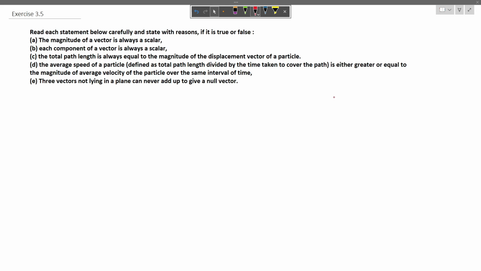So let's assume that there is a vector A equal to 2 i cap plus 3 j cap, where i cap and j cap are the unit vectors along the x-axis and y-axis. So the magnitude of the vector would be the square root of 2 squared plus 3 squared. So it is always a scalar quantity, so it is true.